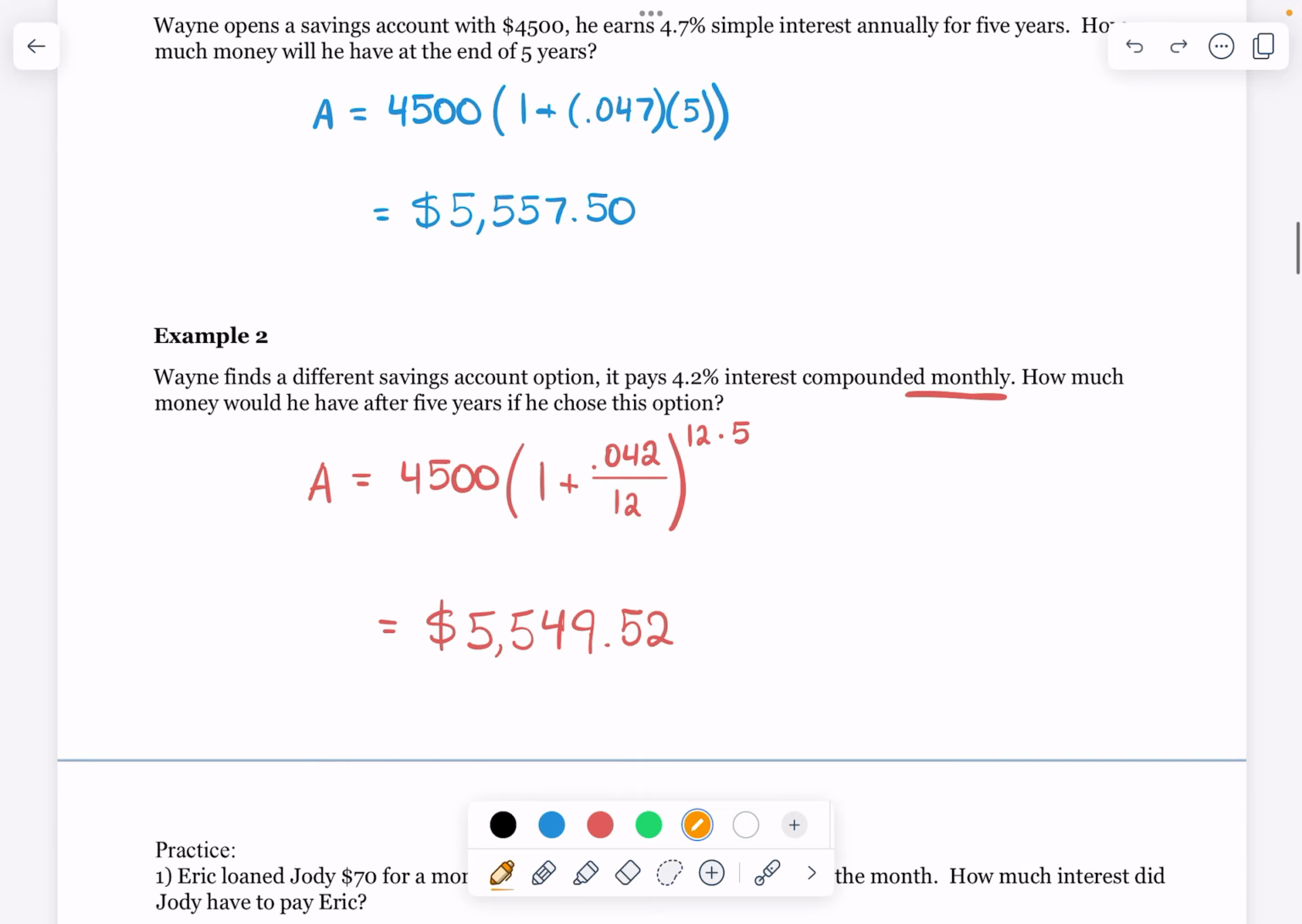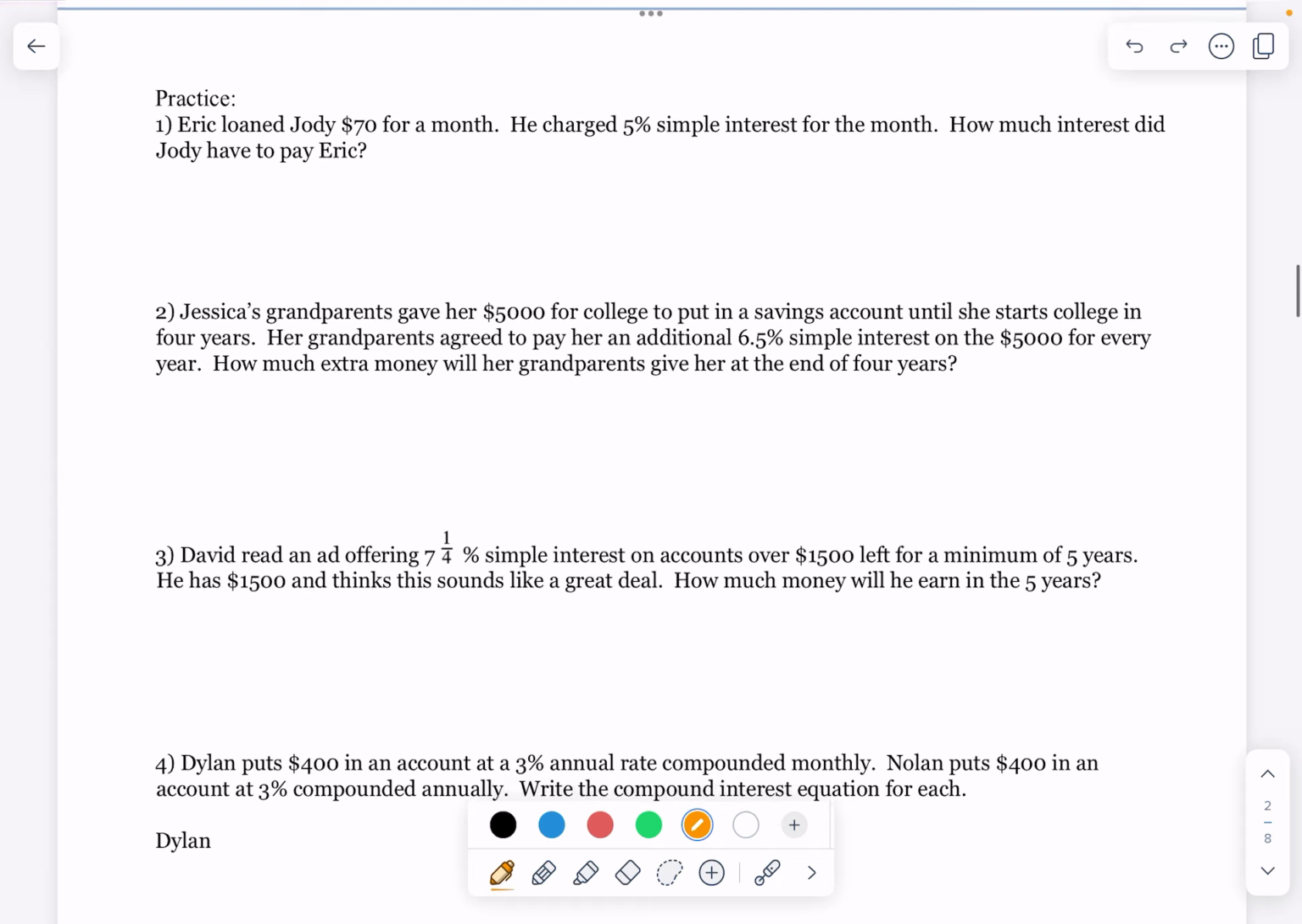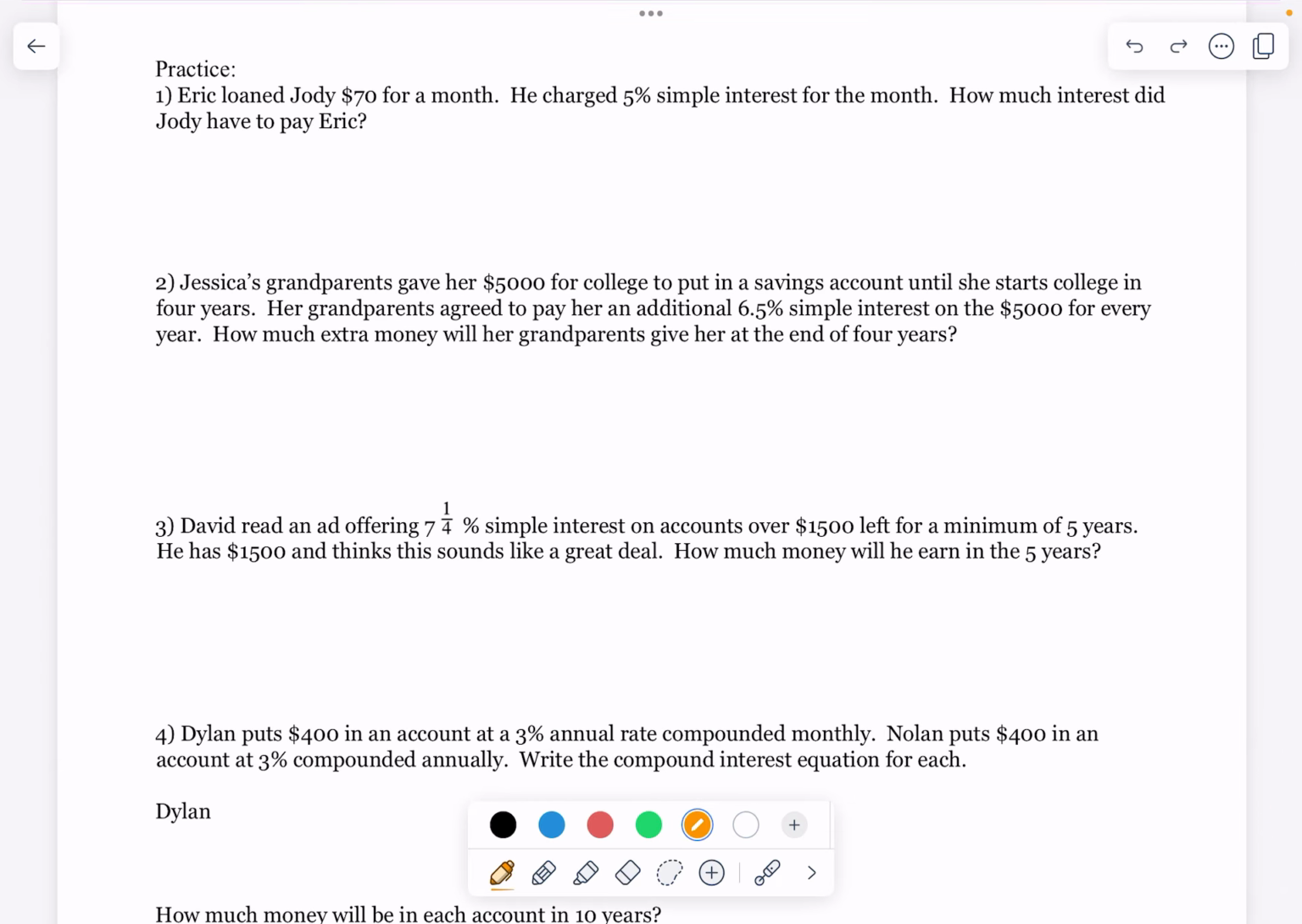Okay, let's go to the next page, and we're going to take a look at a few examples here, but not too much. We'll skip past most of it for now. Let's take a look at example 1, just to see a problem where we'll calculate the actual amount of interest that's earned on a simple interest loan. Okay, in this one, there's a $70 loan, and 5% simple interest is charged for this 1 month. Okay, how much interest will need to be paid?